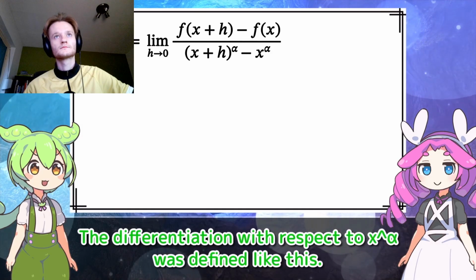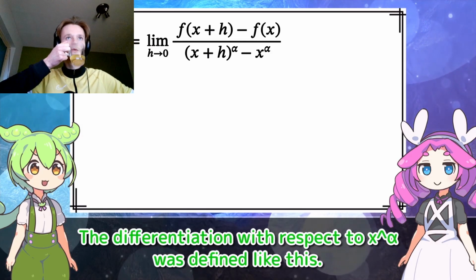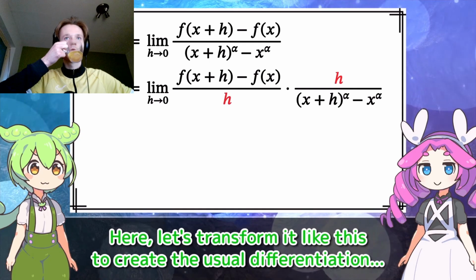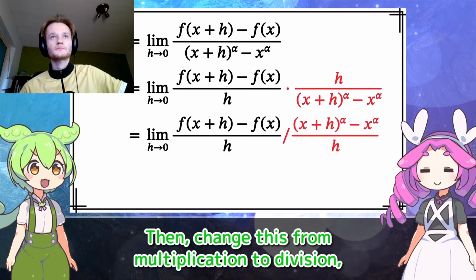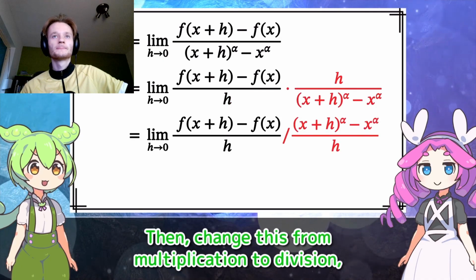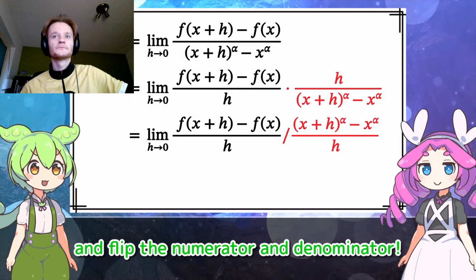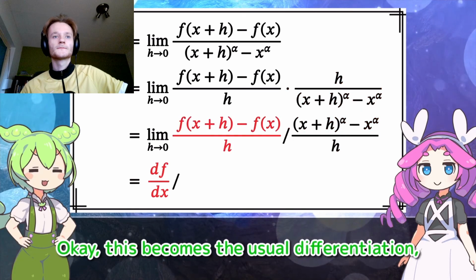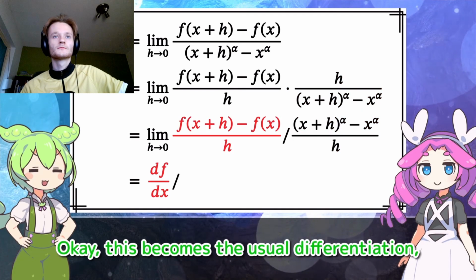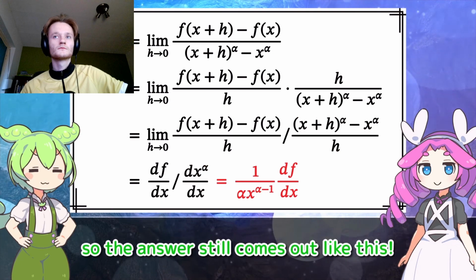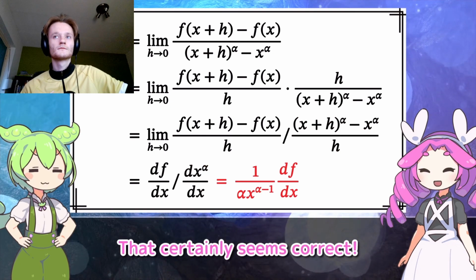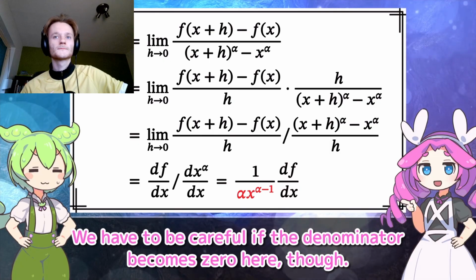The differentiation with respect to x to the alpha was defined like this. Here, let's transform it like this to create the usual differentiation. Then, change this from multiplication to division, and flip the numerator and denominator. This becomes the usual differentiation, and here we're differentiating x to the alpha with respect to x. So the answer still comes out like this. That certainly seems correct. We have to be careful if the denominator becomes 0 here, though.